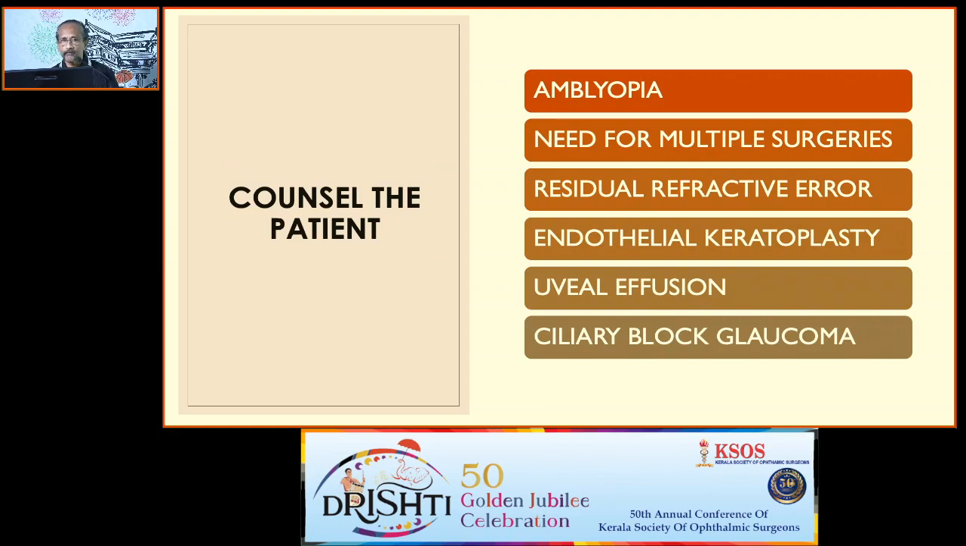Before surgery in a nanophthalmic eye, always get the patient and the relatives and tell them the chance of amblyopia being there, the need for multiple surgeries subsequently, the chance of leaving behind a high residual refractive error, the fact that you are working in a closed eye and that endothelium may get damaged and the patient may need a future endothelial keratoplasty. And mind you, nanophthalmos is also associated with Fuchs. And the risk of uveal effusion spontaneously or after surgery is very high. And these small eyes are at high risk of ciliary block glaucoma, the malignant glaucoma.